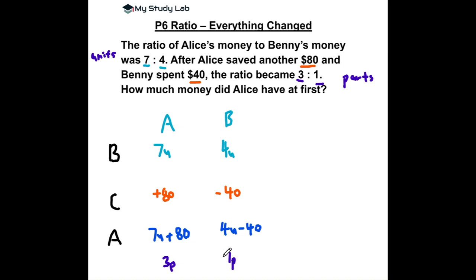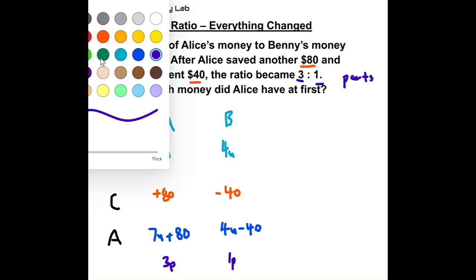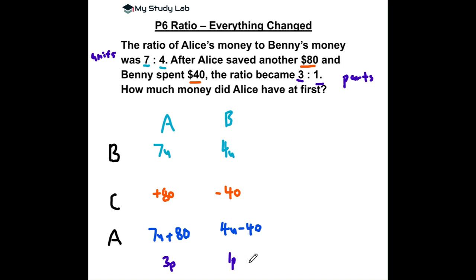Benny. Now to solve this, we need to make Alice and Benny to be the same size again. So this 1 part must change to 3 parts so that we can make Alice equal to Benny to solve the equation. So how we do that? Times 3 for everything here. Everything here we must multiply through. Now let's do it now.